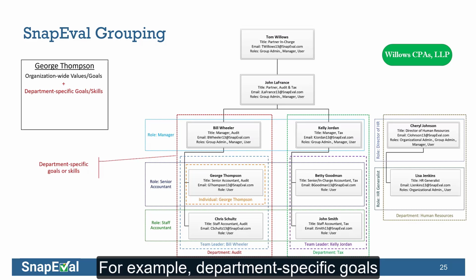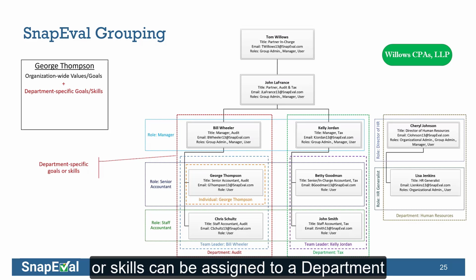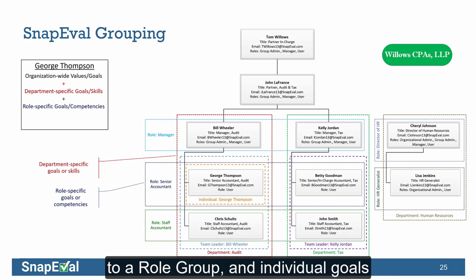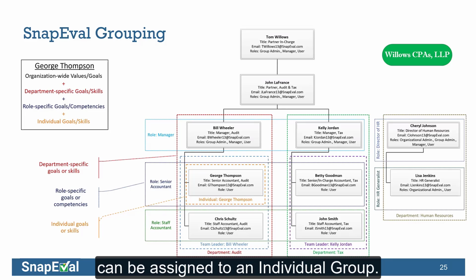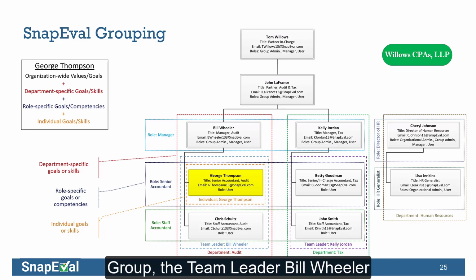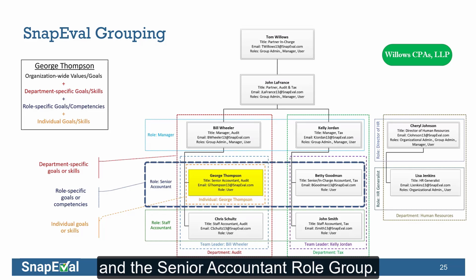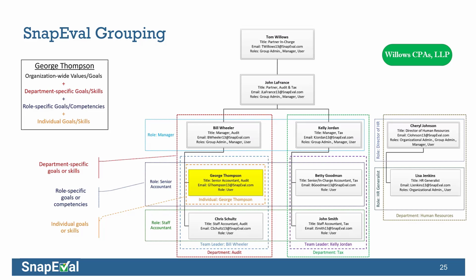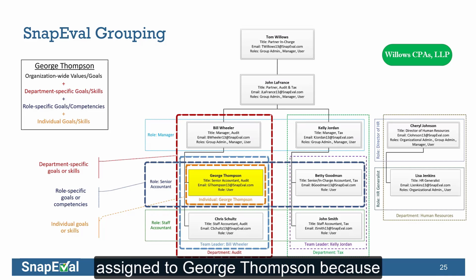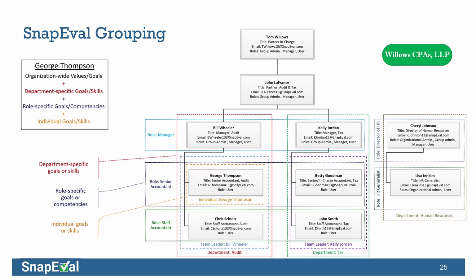For example, department-specific goals or skills can be assigned to a department group. Job competencies can be assigned to a role group, and individual goals can be assigned to an individual group. In our example, George Thompson is a member of 4 groups: his own individual group, the team leader Bill Wheeler group, the audit department group, and the senior accountant role group. This means that any group-level goals associated with any of these 4 groups will automatically be assigned to George Thompson because he's a member of these 4 groups.